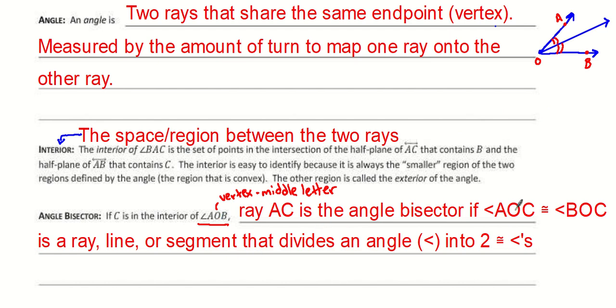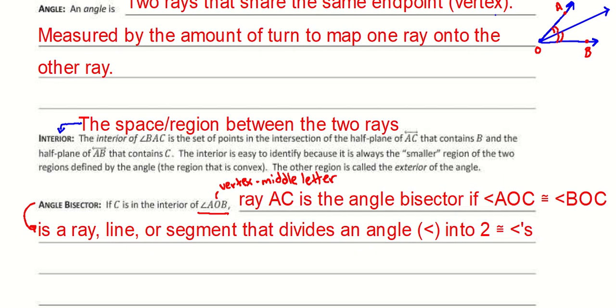And if it's the angle bisector, then these two parts of my angle should be equal, should be congruent, okay? An angle bisector is defined as a ray, a line, or a segment that divides an angle, and this is usually our angle symbol, into two congruent angles. So instead of writing the word angle, if you want to use the symbol, feel free, okay? All right.